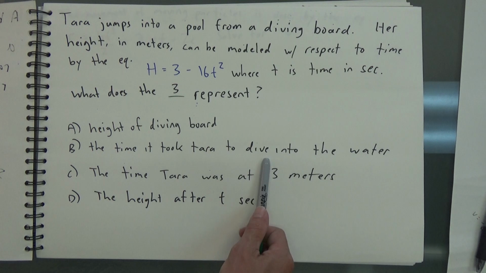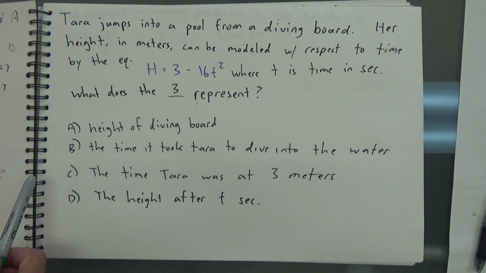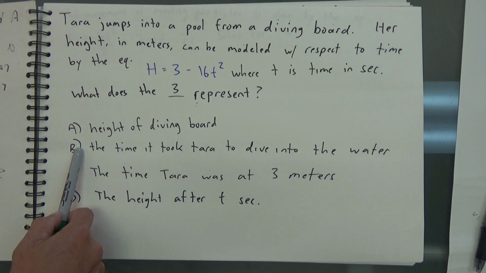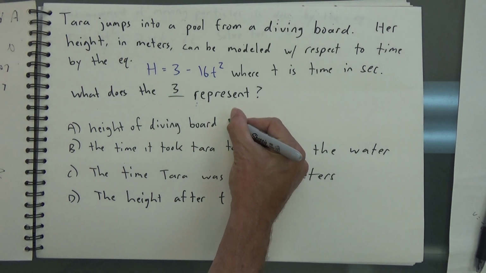Height of the diving board, the time it took Tara to dive into the water, the time Tara was at 3 meters, and the height after t seconds. Two of these are a little unclear. The time it took Tara to dive into the water, I take that to mean how many seconds before she hits the water. And the time Tara was at 3 meters, I think, is how long it takes her to reach a height of 3 meters. In this case, 3 is the height of the diving board.